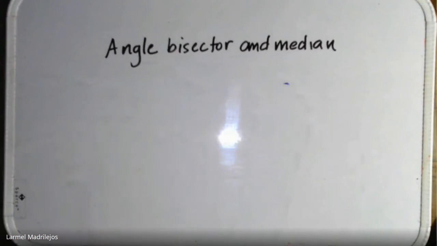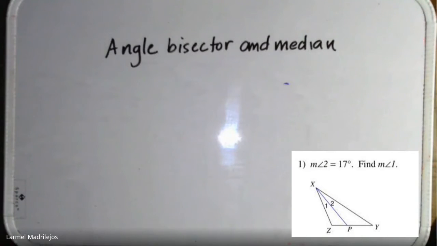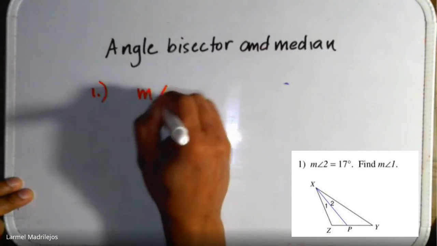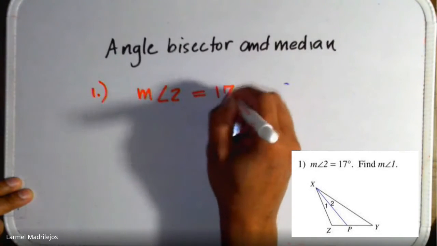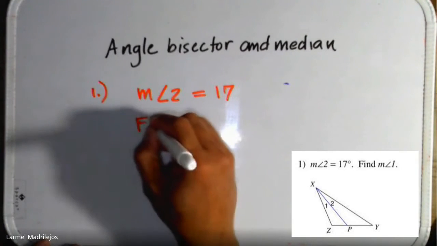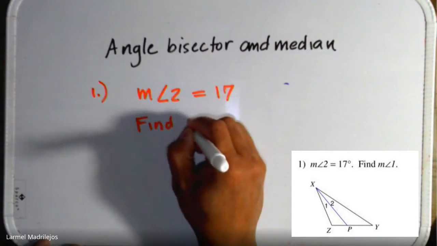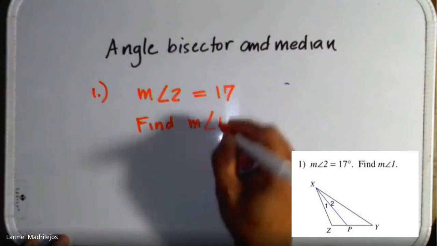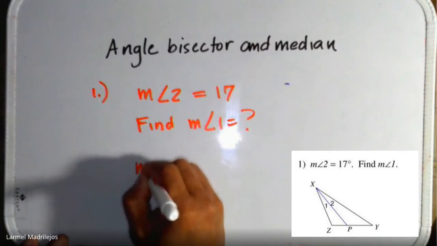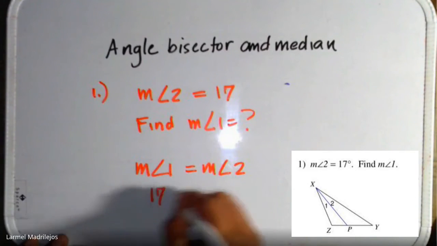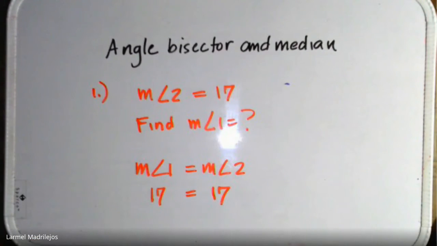First question from our worksheet: measure angle 2 is equal to 17. Find measure angle 1. If it's equal, measure angle 1 is equal to measure angle 2, so it means this is also 17.